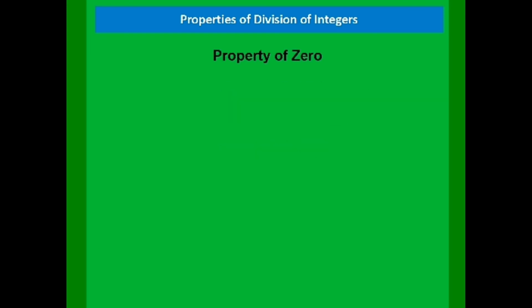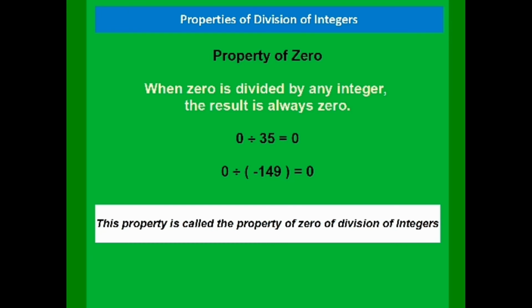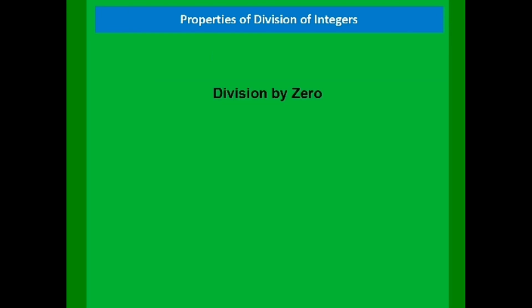Next is property of 0. When 0 is divided by any integer, the result is always 0. For example, 0 divided by 35 is equal to 0 and 0 divided by minus 149 is equal to 0. This property is called the property of 0 of division of integers.